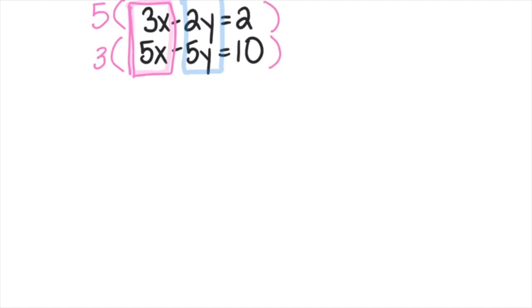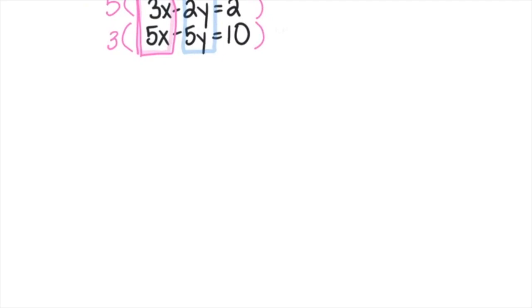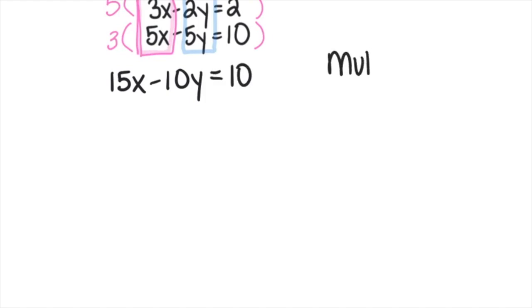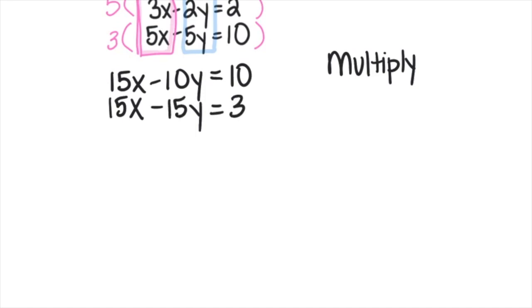So when I simplify this, I get 15x minus 10y, because I'm going to distribute and multiply the whole thing, times 10. We're going to do it for the second equation. So 3 times 5 is going to give me 15x. 3 times negative 5y is going to give me negative 15y, and that's going to equal 30.